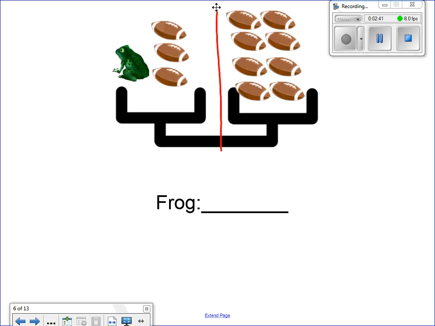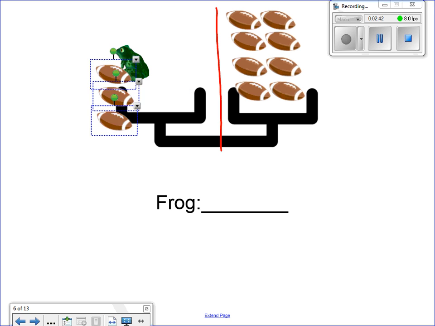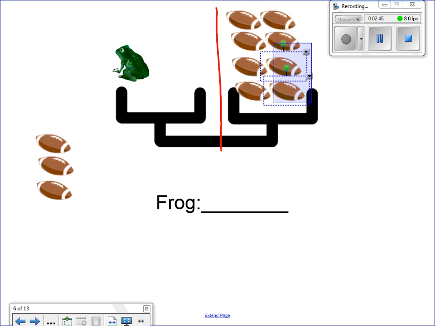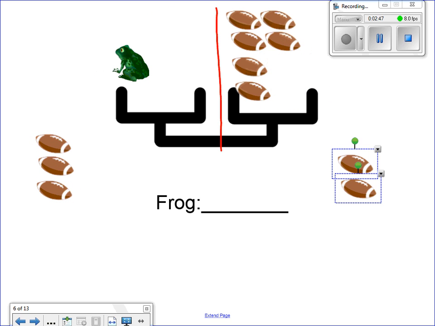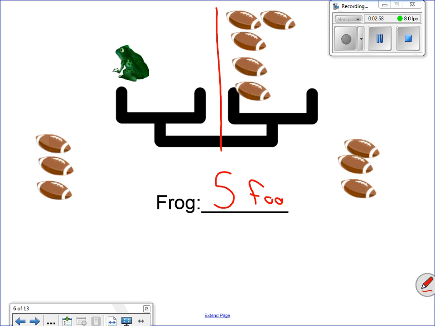If I take away 3 footballs here, take away 3 footballs over here, that leaves me with 5 footballs and 1 frog. So my answer is my frog weighs the same as 5 footballs.